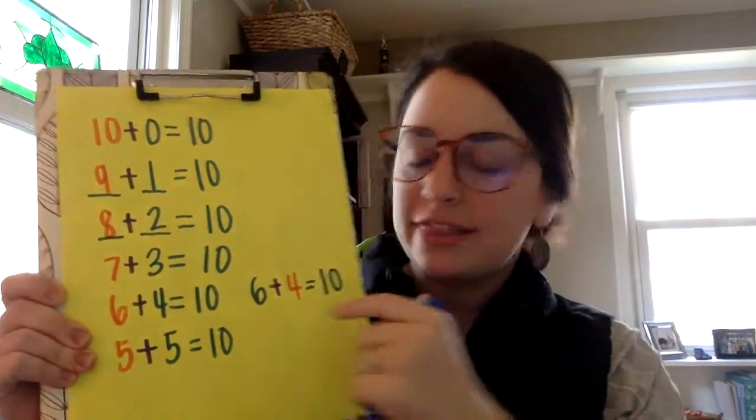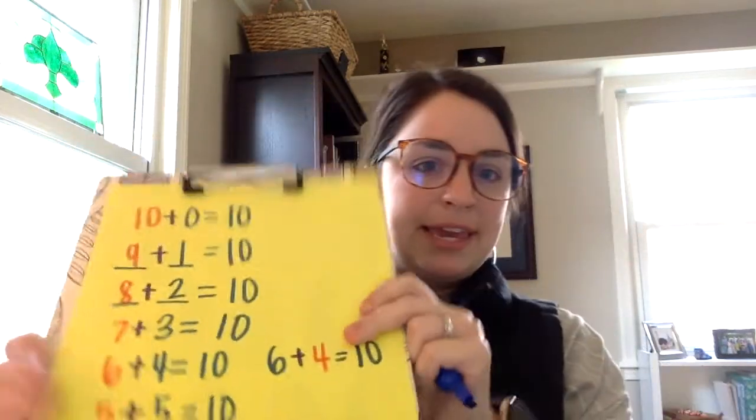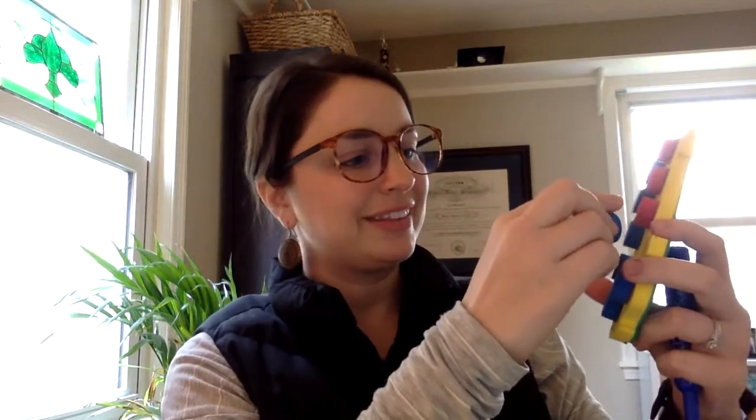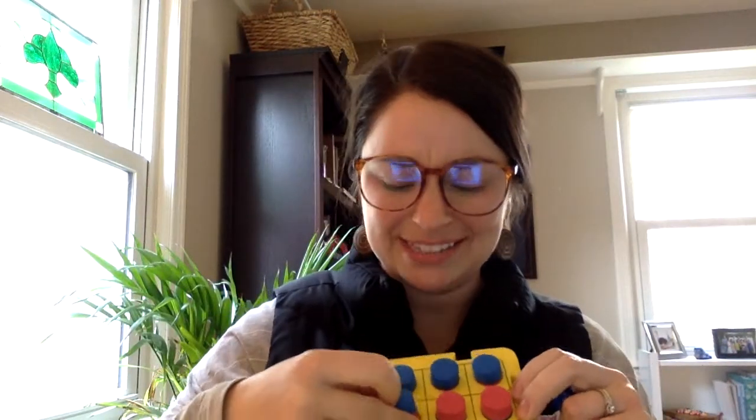So boys and girls, the next one would then be the switching of 7 and 3. We would have 7 blues and 3 reds. So 3 plus 7 equals 10. Same thing. Oh my goodness, how cool.